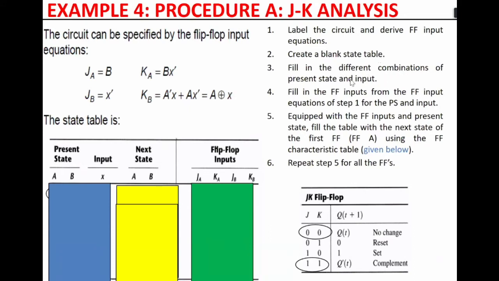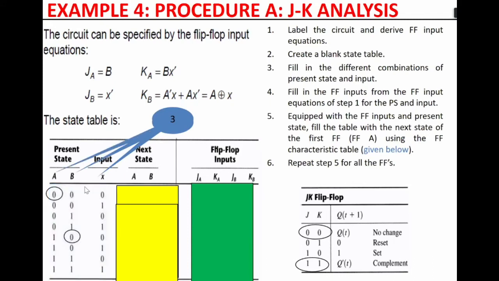Then fill in different combinations of present state and input. That is step 3. You create a blank table and fill in all the combinations. Where do you get all the combinations? 0, 1, 0, 1, fill in for all of them. You know what I'm talking about. Now, step 4. If you don't understand any step, just ask. This is one comprehensive example. X can be 0, 1, 0, 1, 0, 1, B can be 0, 0, and so on. Those are the different combinations of X's and Y's. We know where we get that.